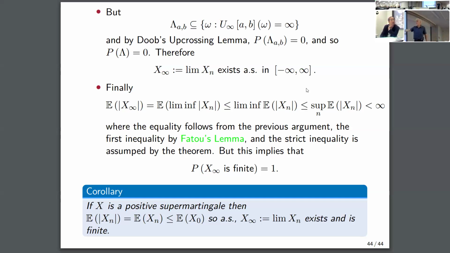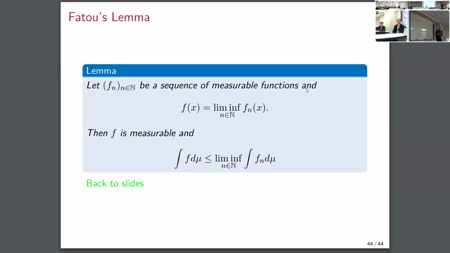Corollary: if x is a positive martingale and the expectation of xn is less than x naught, so once again, things exist. So there's a limit for martingales and a limit for positive supermartingales. Same. And all goes back to upcrossing numbers. So upcrossing numbers are sort of technical devices, but they're super useful. And we'll see some more of them after lunch. So that's what I had for the day, except to remind you what Fatou's lemma says. And the slides are on the web for the students.